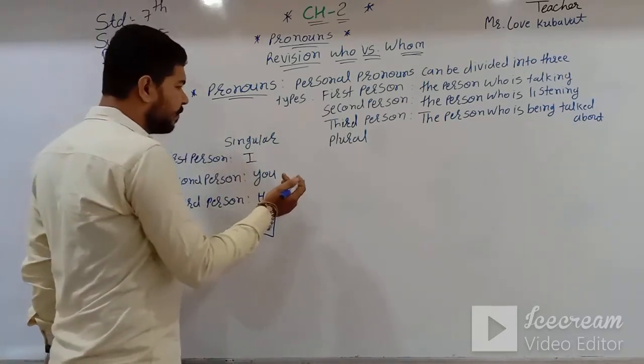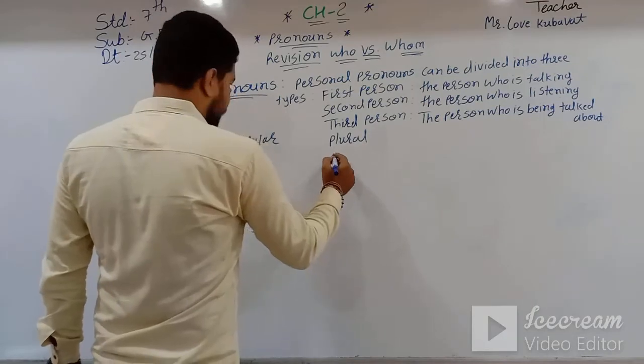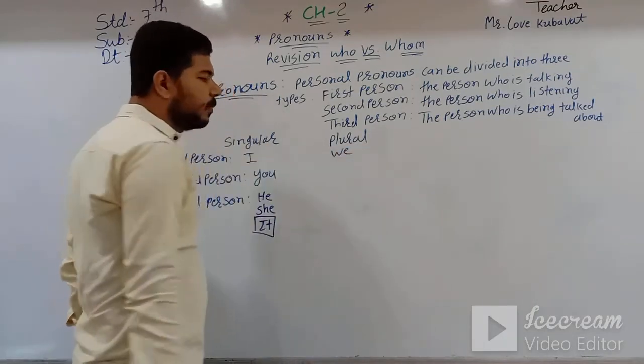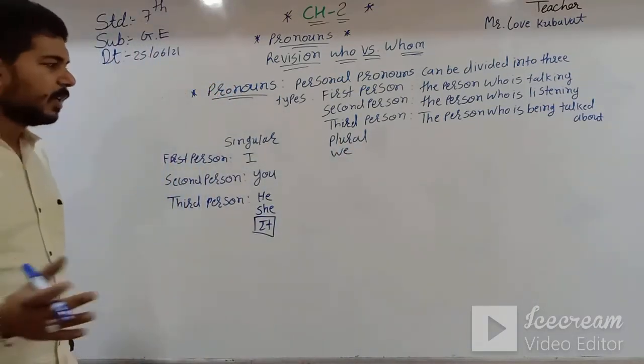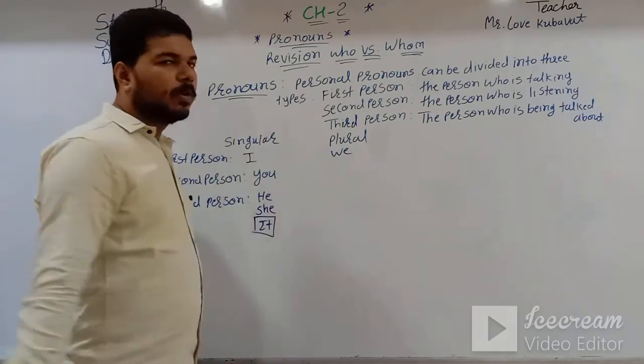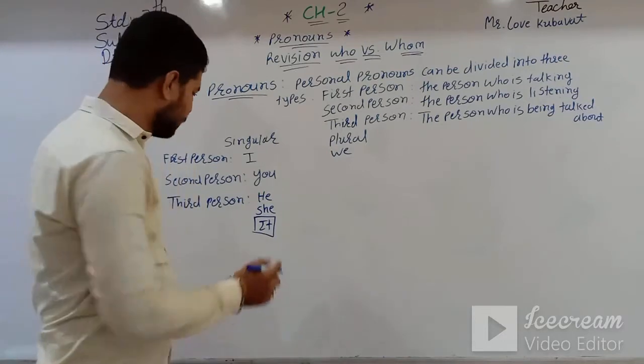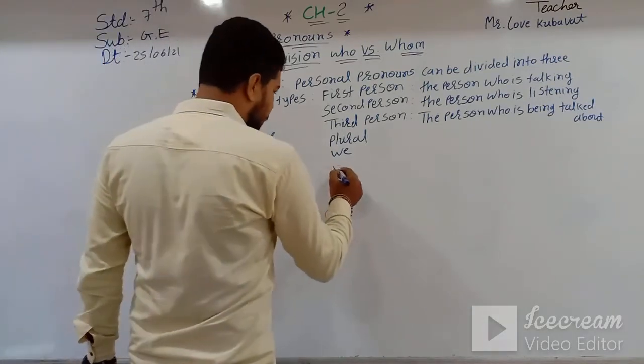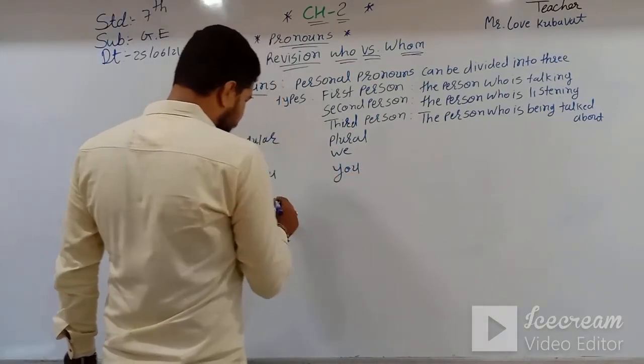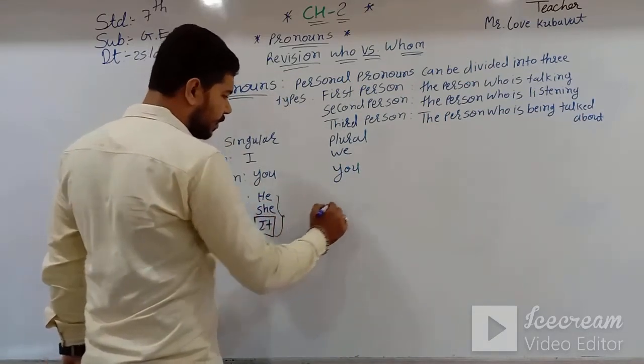Then let's move to plural. First person indicates both genders. We, for boys and girls also. Second person plural: you. Third person plural: he, she, it changes to plural form.